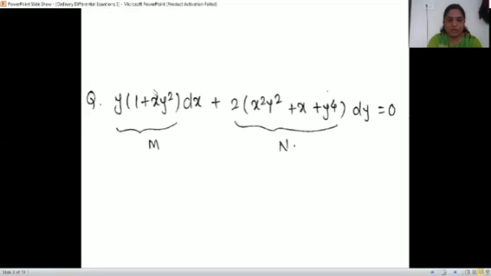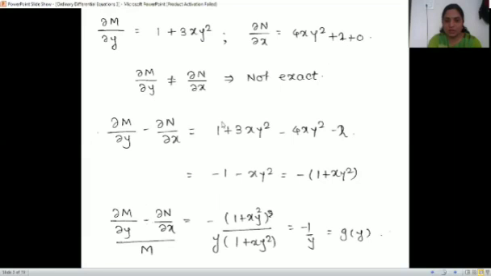So we'll go to N. M, this is your M. Where is the term? 1 plus xy square is there. Here is also a term 1 plus xy square. So dividing by M. Whether it is matching with M, then divide by M, or if it is matching with N, then divide by N. Right. So we are dividing by M.